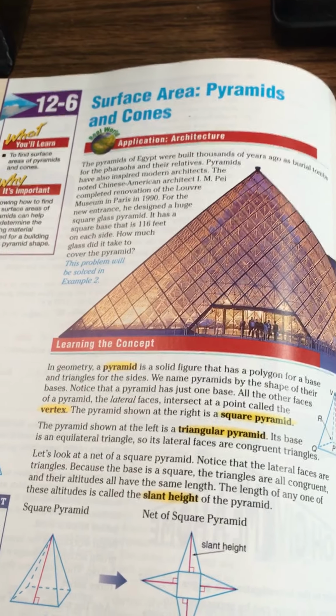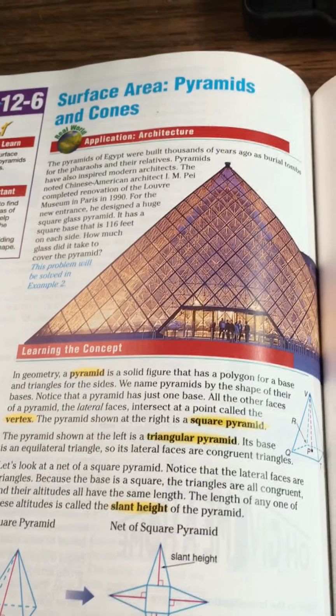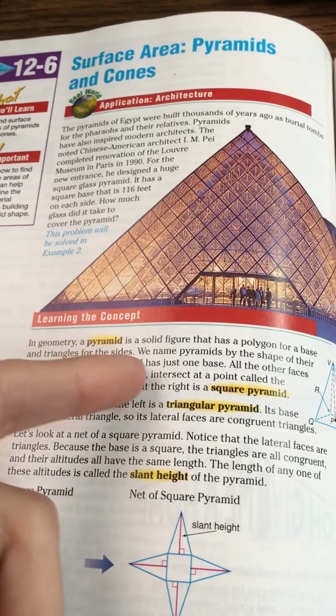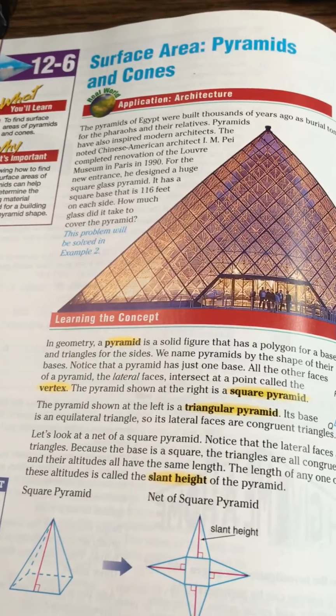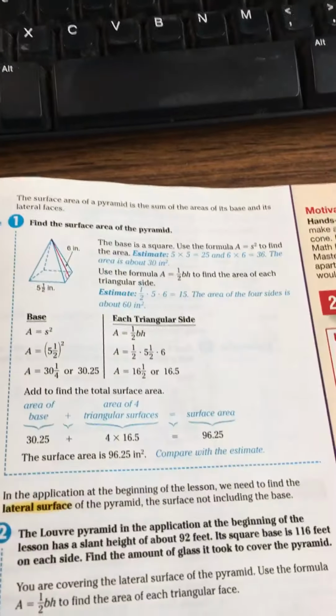All right, guys, we're in chapter 12, section 6. We're doing surface area still, but today we're doing pyramids and cones. Make sure you look over these definitions for me on page 638. They're pretty basic, to be honest, but we'll move on to example 1.